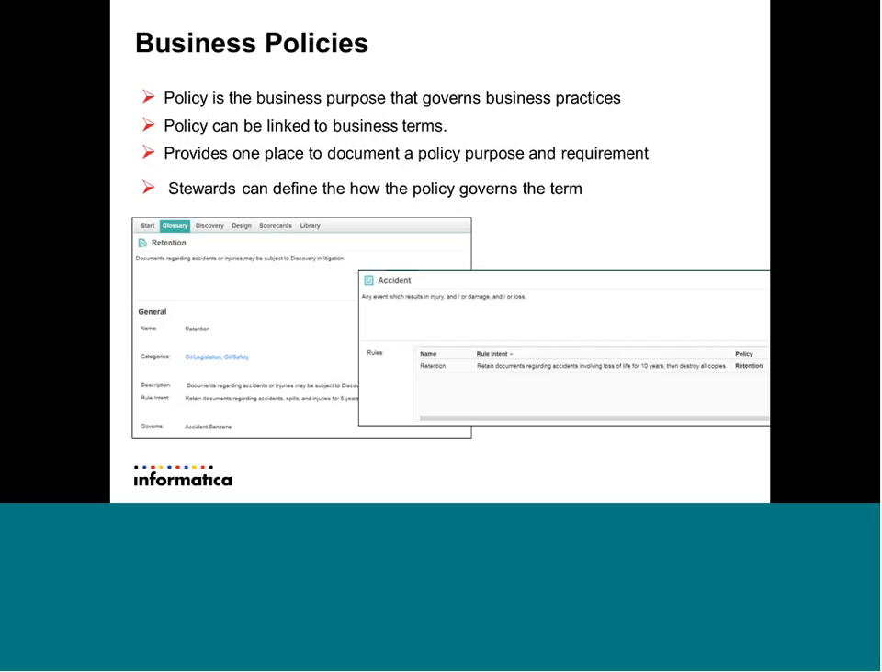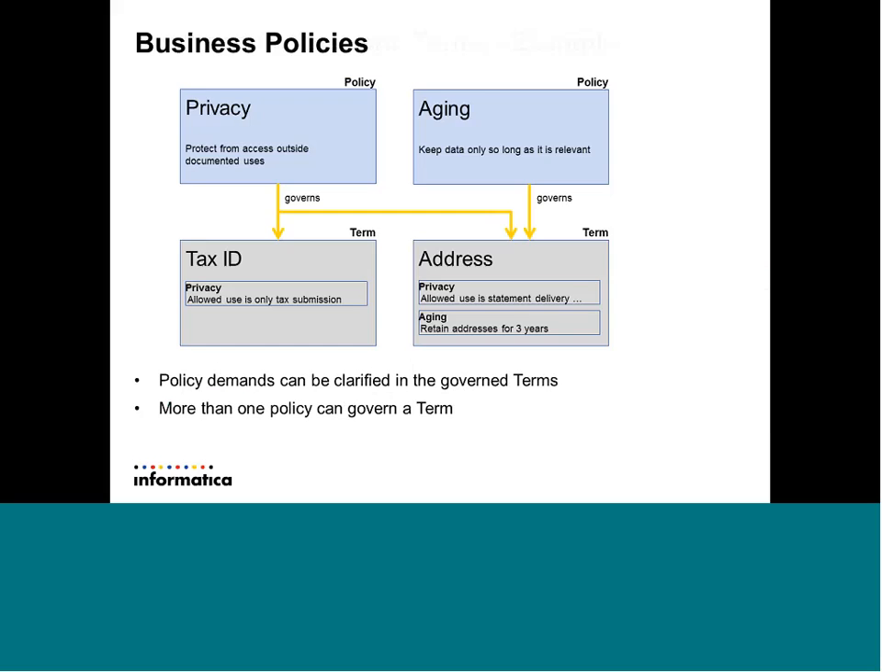are linked together. You have two policies here called privacy and aging, and the privacy policy defines how to protect access from outside for the documented use cases, and the aging policy helps you keep the data only so long as it is relevant in the organization. Then we have the business term address, which is governed by both these policies.